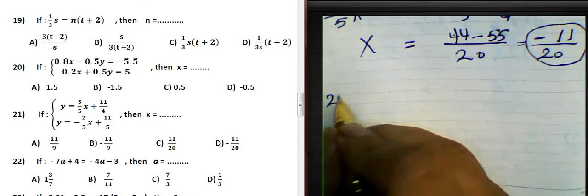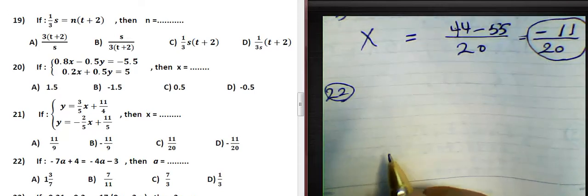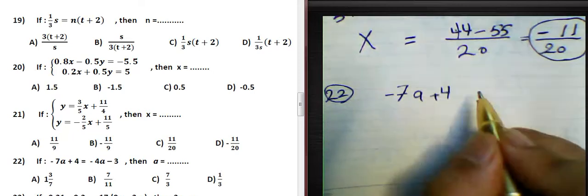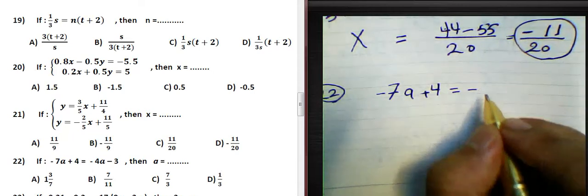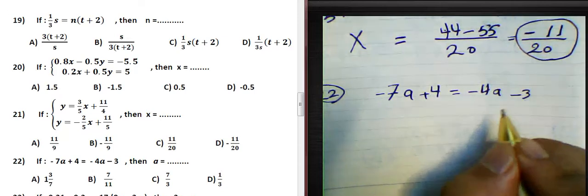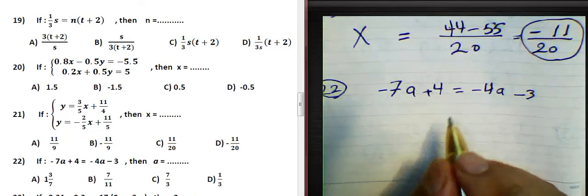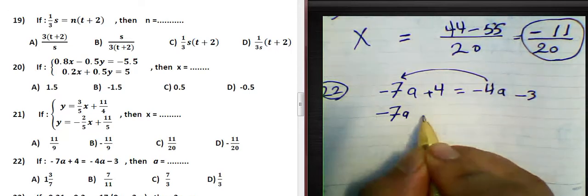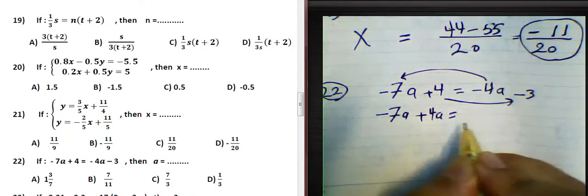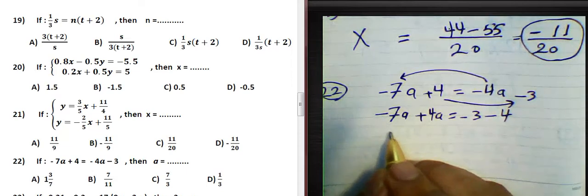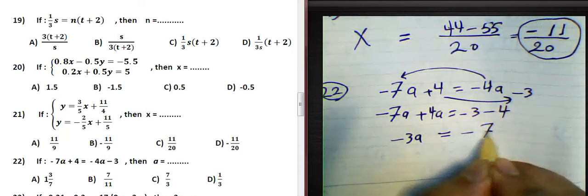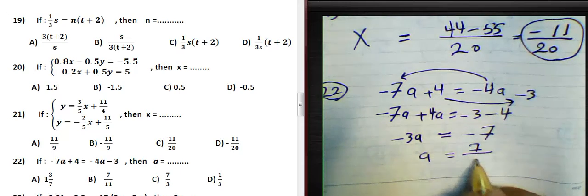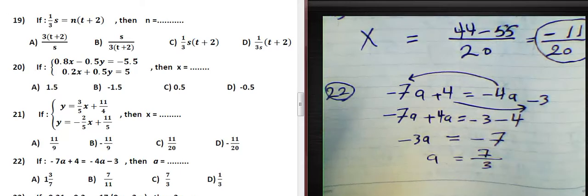And what about question 22? Let's look at question number 22. If negative 7a plus 4 equals negative 4a subtract 3, we want to find the result of a. It's very easy. We can move negative 4a to the left hand side. So negative 7a plus 4a equals negative 3 subtract 4. So the result will be negative 3a equals negative 7. We can divide by negative 3 to cancel the coefficient of a. So a will be 7 over 3. Okay, we must choose letter C for question 22.